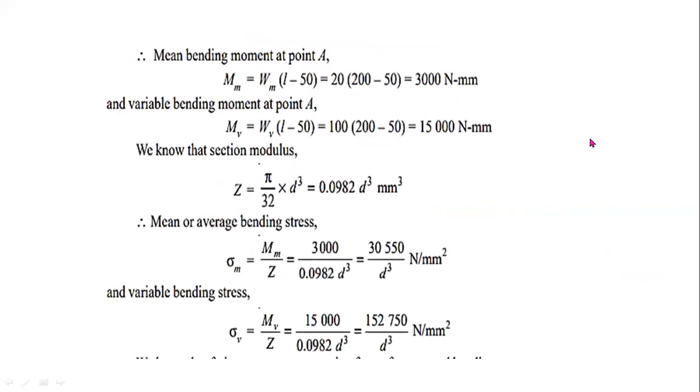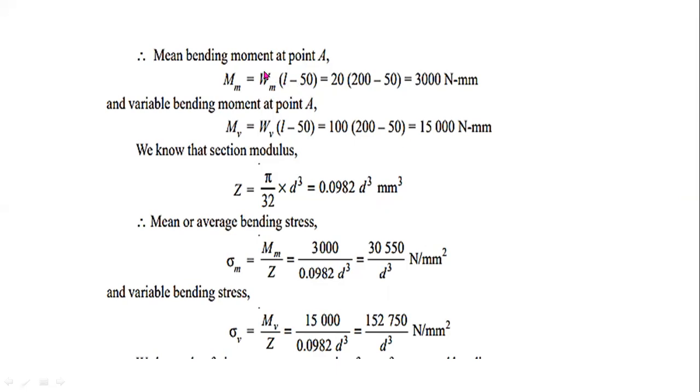Now, from the diagram, the bending moment at point A equals load into distance. The distance is 150 mm. Here the total length of the beam is 200, but you have to consider the distance between point A and the load, so that is L minus 50. So 150 mm is the distance between the load and point A.